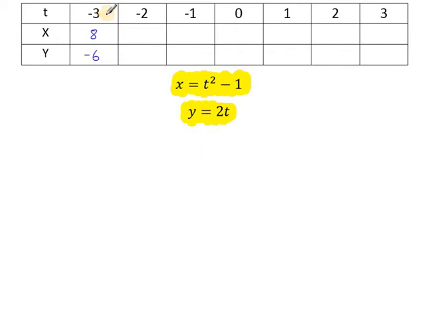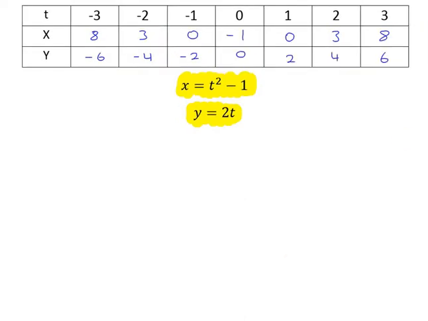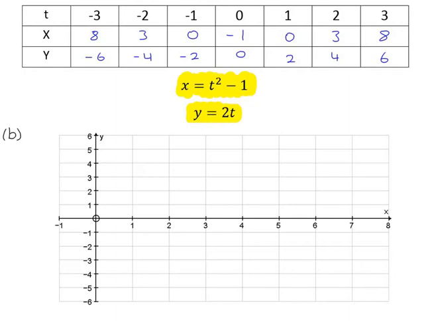So when t equals -3, x will be -3 squared, which is 9, minus 1, 8. y will be 2 times -3, which is -6. When t equals -2, -2 squared is 4, minus 1 is 3, and y is 2 times -2, which is -4. And we complete the table.